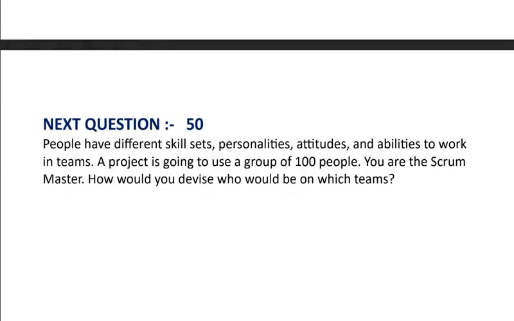Question is, people have different skill sets, personalities, attitudes, and abilities to work in teams. A project is going to use a group of 100 people. You are the Scrum Master. How would you describe who would be on which teams?